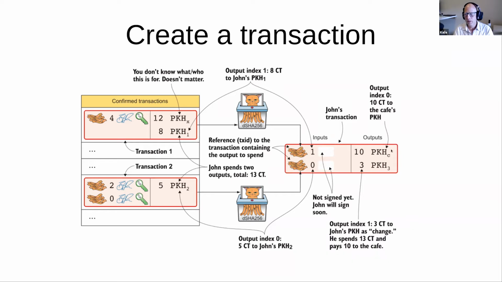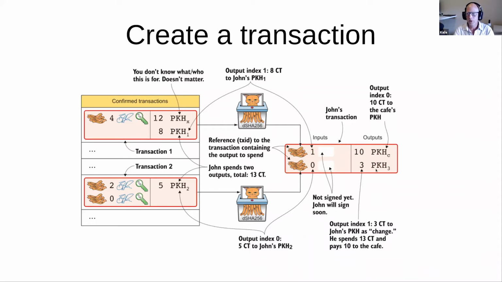And he sends 10 cookie tokens to the cafe, which means that there are 3 cookie tokens left. And for that reason, John will add a second output containing those 3 cookie tokens. And we call this a change output. So this is a payment back to John's public key hash. So John has this public key hash, and he sends the 3 cookie tokens to himself.